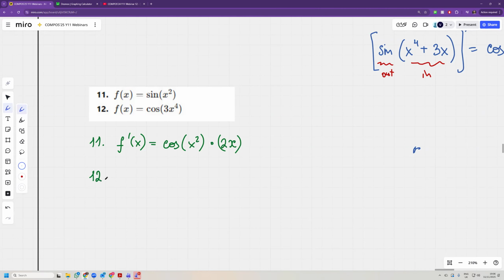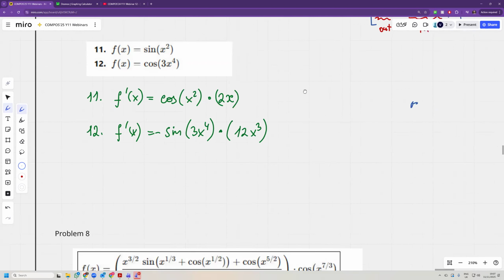Number 12. The derivative of this function is the derivative of cosine. Yes, Khan Academy, absolutely, a very good resource. The derivative of cos is minus sine. Minus sine 3x to the power 4. Then you multiply it by the derivative of 3x to the power 4, so you multiply it by 12x cubed. And that's it.